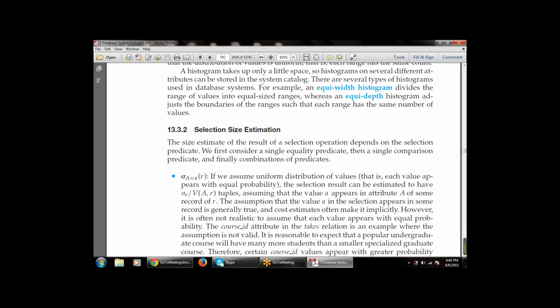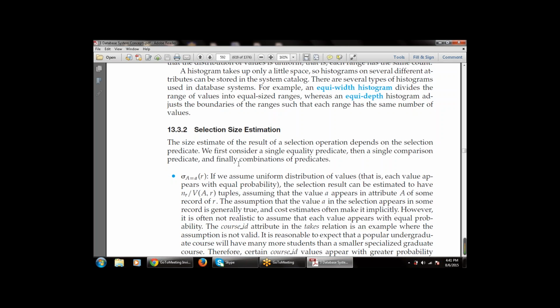That is today's topic, selection size estimation. So let's start with today's topic. The size estimate of the result of a selection operation depends on the selection predicate. Whatever the selection criteria I am using determines the size estimate for the selection operation. We first consider a single equality predicate, then a single comparison predicate, and finally combinations of predicates.